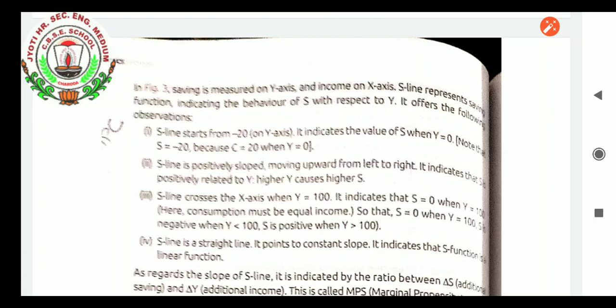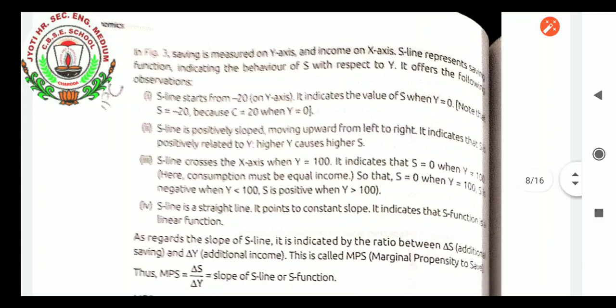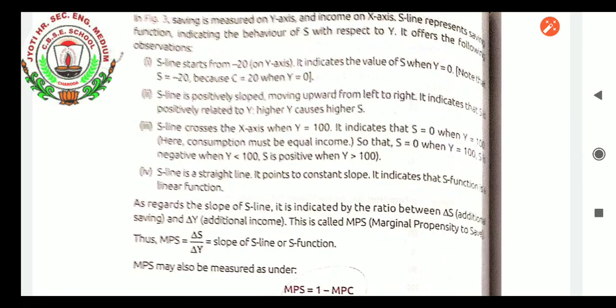S line is positively sloped, moving upward from left to right. It indicates that S is positively related to Y. Higher Y causes higher S. S line crosses the X axis when Y equals 100. It indicates that S equals 0 when Y equals 100. Here consumption must be equal to income. So S equals 0 when Y equals 100. S is negative when Y is less than 100. S is positive when Y is greater than 100.